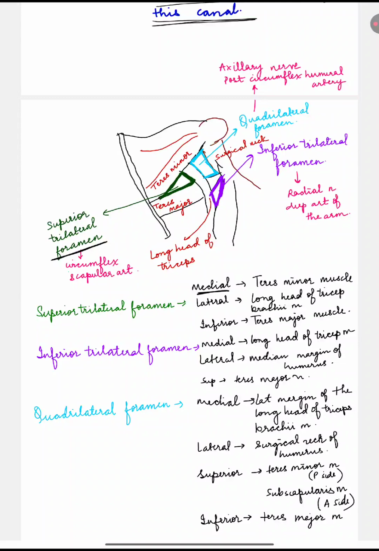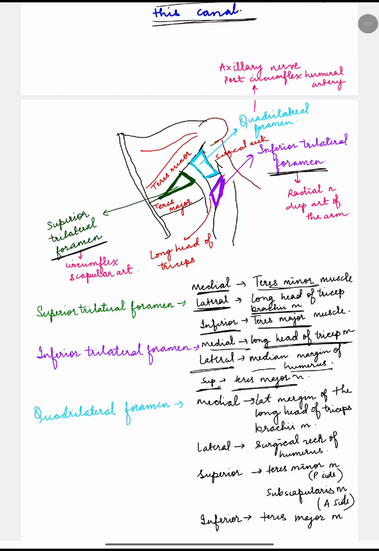Medially, there is teres minor muscle. Laterally, there is long head of triceps brachii muscle. And inferiorly, teres major muscle. Fine. Inferior trilateral foramen: medially, there is long head of triceps muscle. Laterally, there is the medial margin of the humerus. And superiorly, there is teres major muscle.